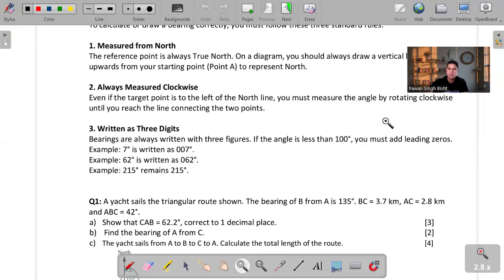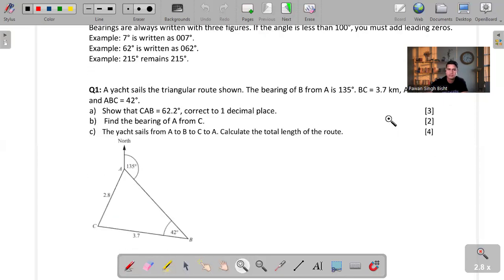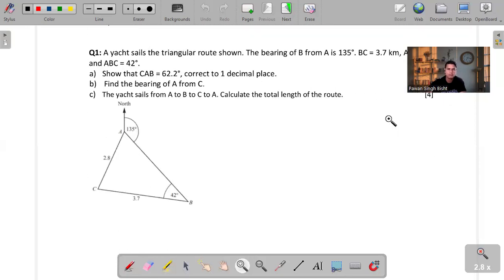And third rule, very important, where students generally make mistakes: bearing is always written in three figures. If it is less than 100, like 45, you write 045. If it is 7 degrees, then 007. So you always write it in three figures. Now let's start question number one.